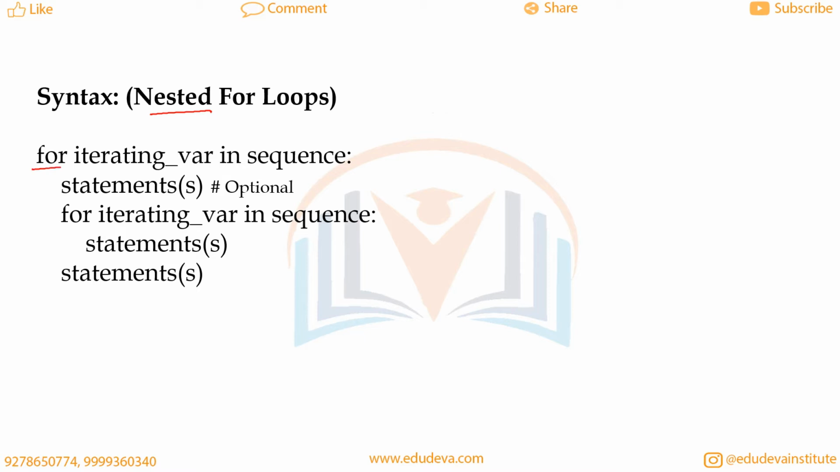It is the first for loop, and after the starting of the first for loop, here given are the statements of the for loop which are optional. It means that we can include statements under the first for loop, or we cannot include statements under the first for loop, because we have included the second for loop under the first for loop. And after that we will execute the statements of the second for loop.